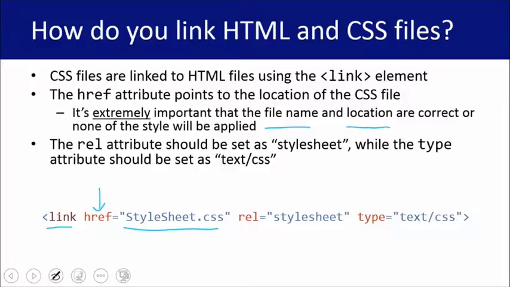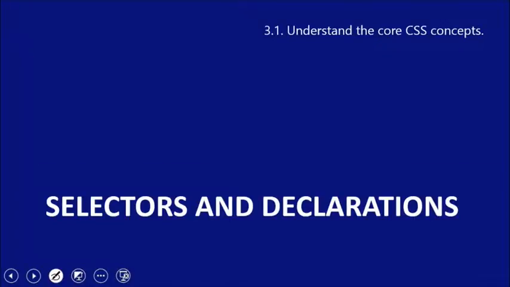We're going to use the rel attribute, set that as stylesheet, and then we use the type attribute, we set that as text/css. This is the way it's done every single time. The only thing that should change when you're linking a CSS file is maybe the name of the file itself and its location. All right, so let's go ahead and get started and dive a little bit deeper into selectors and declarations.